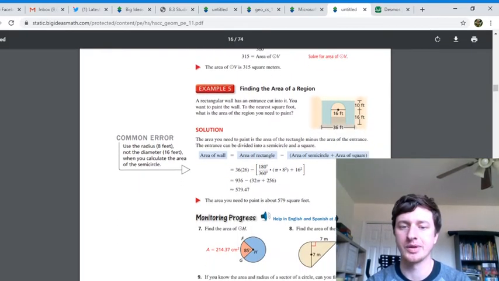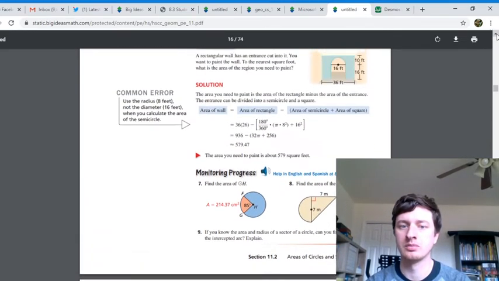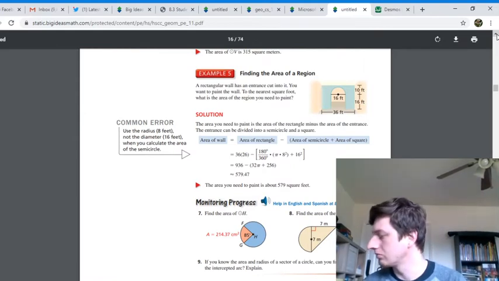Region area. Yeah, that'll be the last thing. Region area. That's just adding and subtracting areas, right?